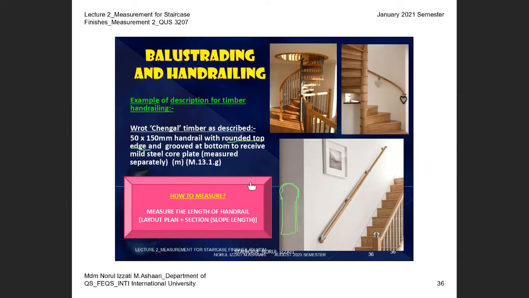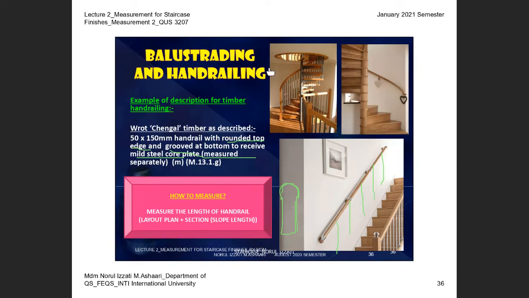Okay, groove at the bottom to receive metal core plate. What is the core plate? The core plate is only available where you have, let's say this is your handrail, and then the core plate is required where you have different material. And you have to put the hole so that the steel can be installed directly below this. The core plate is available only when steel or a different material is used at the bottom of your timber structure or timber connection.